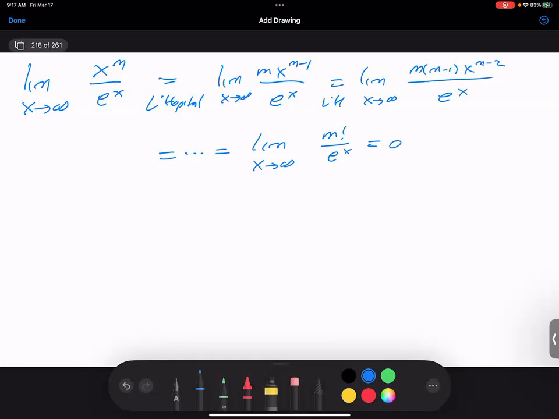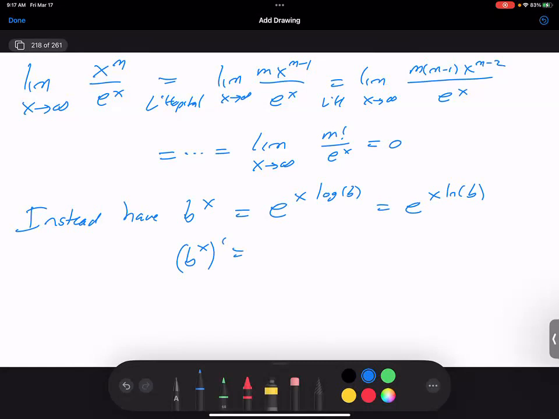If instead we have b to the x, this is the same as e to the x natural log of b. Once you hit college, we stop writing ln for natural log. We normally just write log. And so if I have this, then we would note that the derivative of b to the x would just be e to the x log b times the derivative of x log b. What's the derivative of x times the log of b?